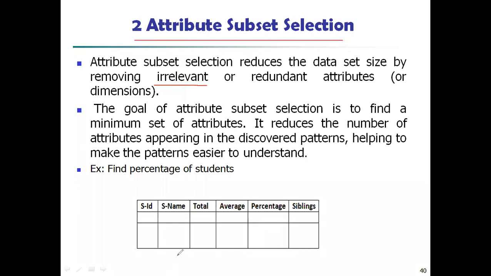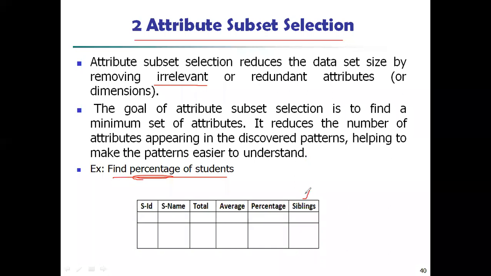Suppose here we have one example. This example is for finding the percentage of students. Here we have some attributes. What are those attributes? SID, student ID, student name, total, average, percentage, siblings. So here we are going to find the percentage of a student, isn't it? This is our goal. But here one more attribute is there, that is about the siblings of that student.